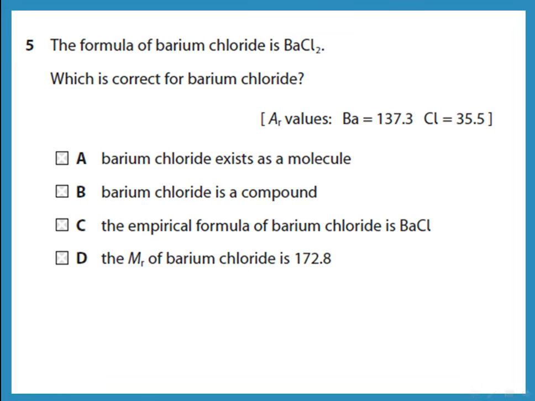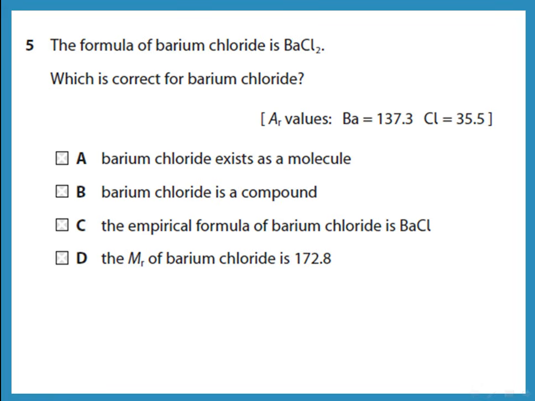Okay, the next question says the formula of barium chloride is BaCl2. What is correct for barium chloride? So let's look at each one. He's saying barium chloride exists as a molecule. Now, you know that barium chloride is supposed to be ionic. So we cannot say that this is correct. Now, he says barium chloride is a compound. Yes, that would be my answer. Barium chloride is a compound. Let's check the others. Empirical formula for barium chloride is BaCl. No.